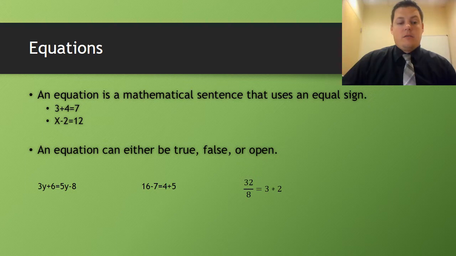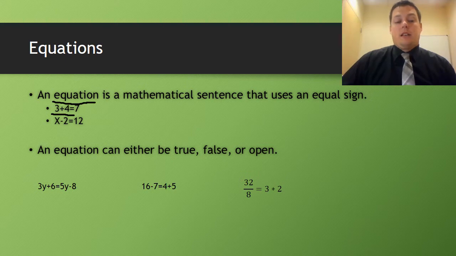An equation is a mathematical sentence that uses an equal sign. Remember, I referred to math before as like learning a different language. So if math is a whole new language, equations are its sentences. Here's one of the equations that we know matter-of-factly now, which is 3 plus 4 equals 7. That's an equation. It has an equal sign.